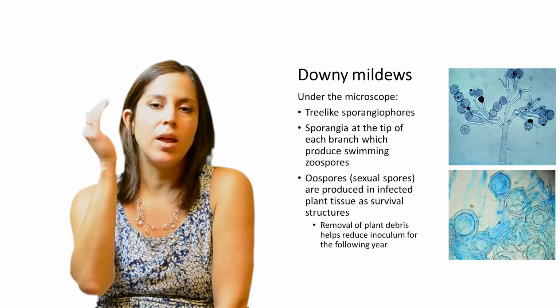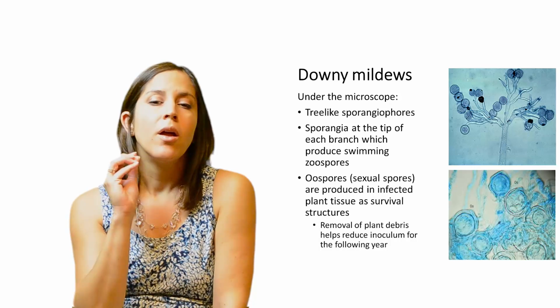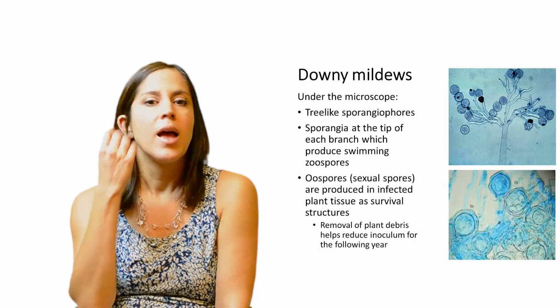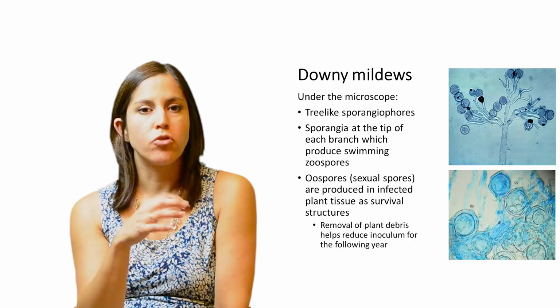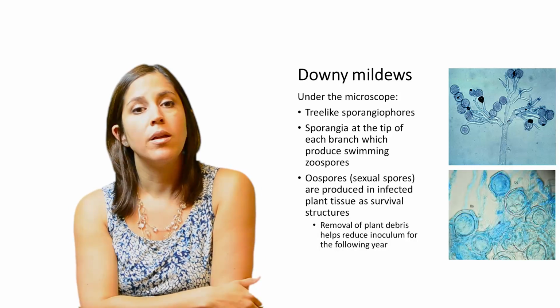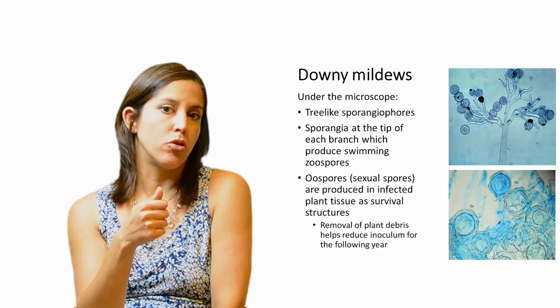But then at the bottom we can see some of the oospores, which are the sexual spores. So again, the zoospores are the asexual spores, and the oospores are the sexual spores, and these are produced in the infected plant tissue as survival structures.